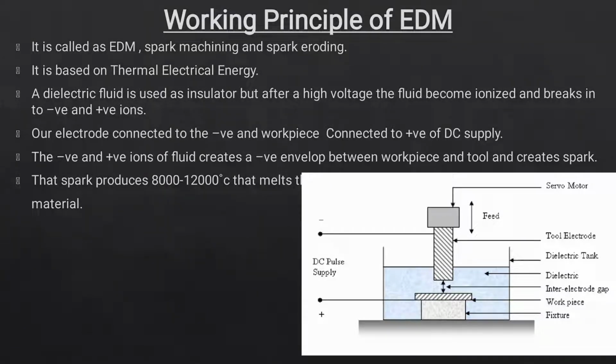and both the positive and negative ions, in the gap between the electrode and workpiece, create an envelope and help to create sparks, and those sparks generally produce 8000 to 12000 degrees Celsius, which melts the material from the workpiece and removes it. And here is the gap between the electrode and the workpiece, and here it creates an envelope that removes the material.